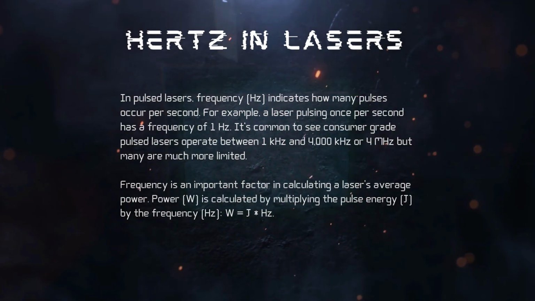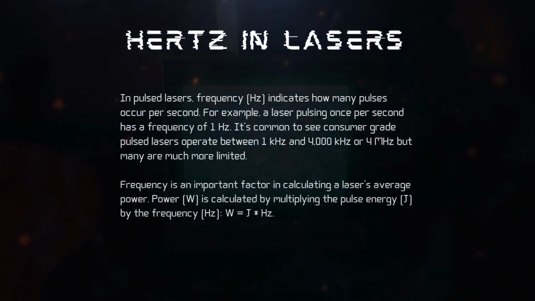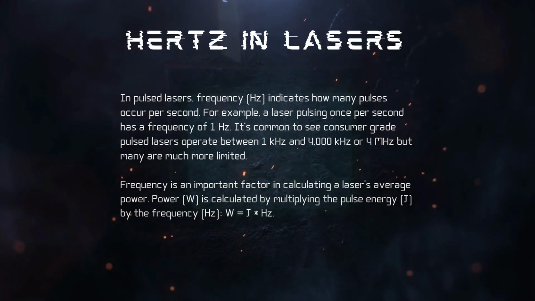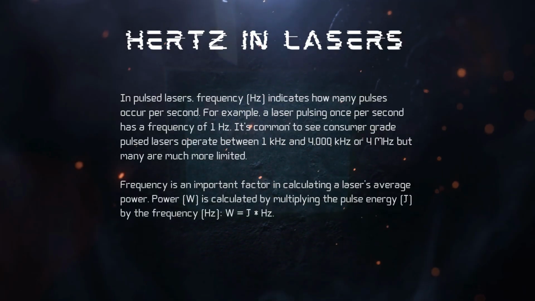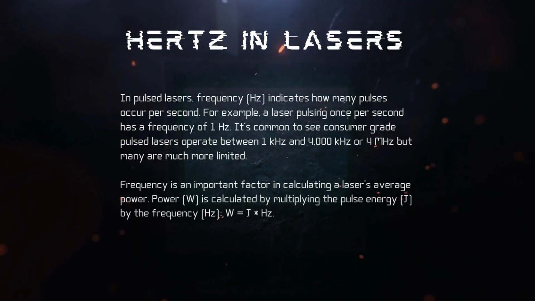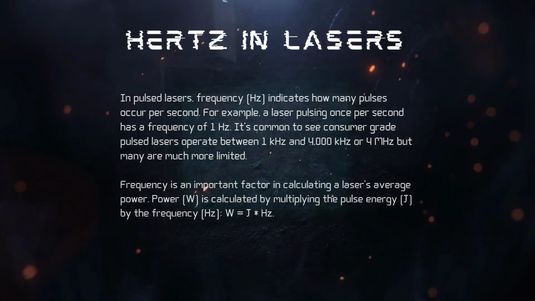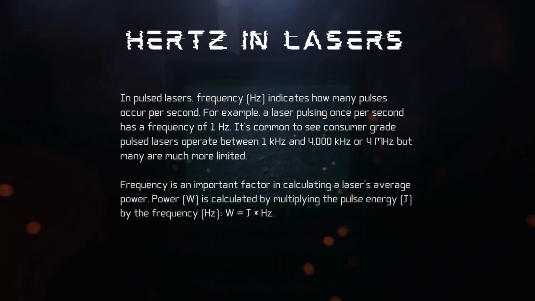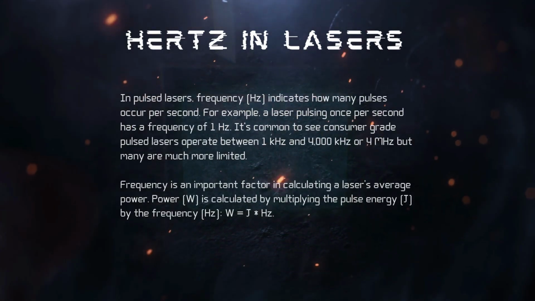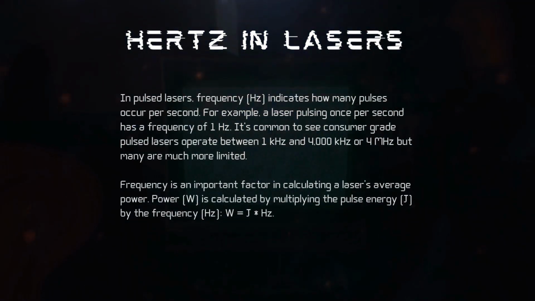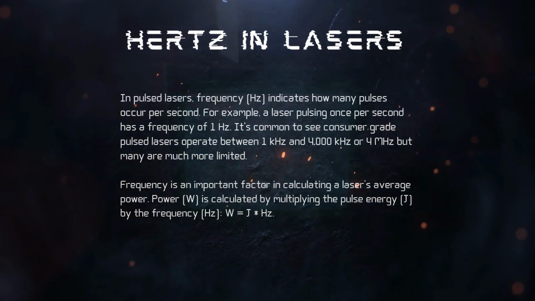In pulsed lasers, frequency in hertz indicates how many pulses occur per second. For example, a laser pulsing once per second has a frequency of 1 hertz. It's common to see consumer-grade pulsed lasers operate between 1 kilohertz and 4,000 kilohertz or 4 megahertz, but many are much more limited. Frequency is an important factor in calculating a laser's average power. Power in watts is calculated by multiplying the pulse energy in joules by the frequency in hertz. So watts equals joules times hertz.